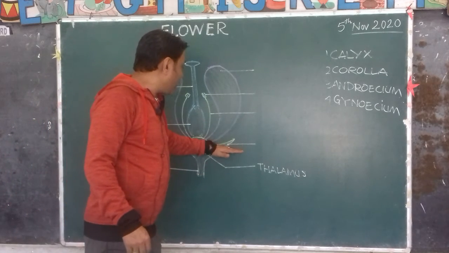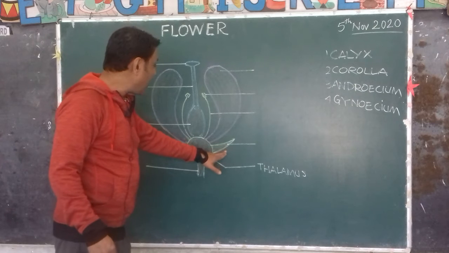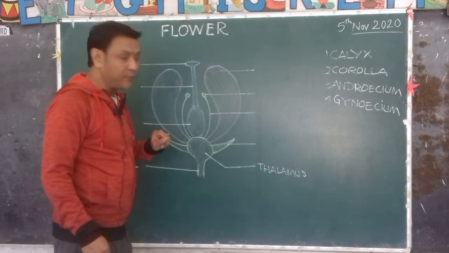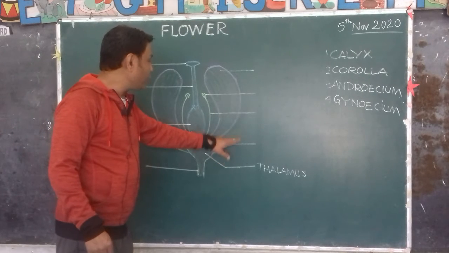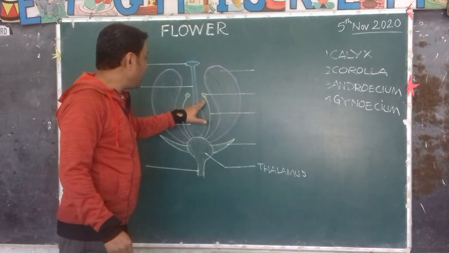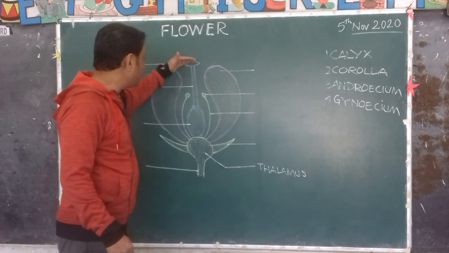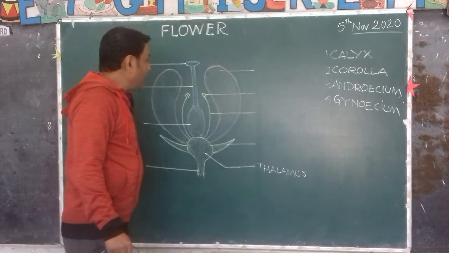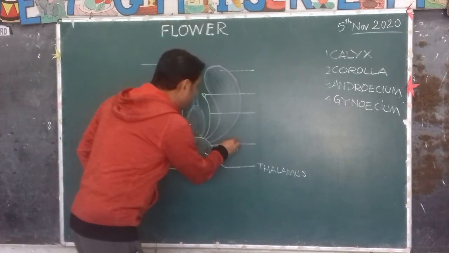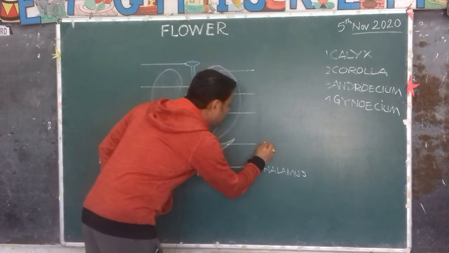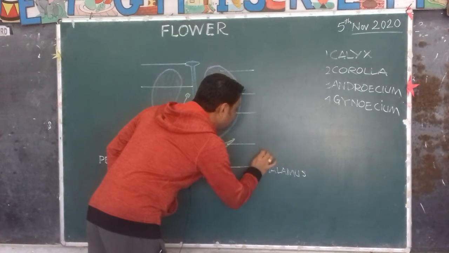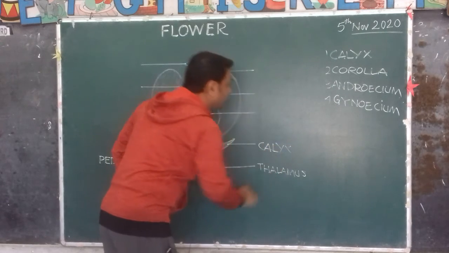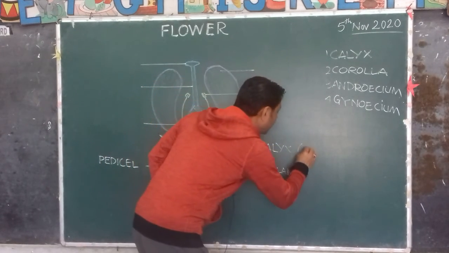Now, the 4 floral whorls start now. The calyx, the corolla, the androecium, and the gynoecium. Once more, the calyx, number 2, the corolla, the petal, the androecium, the male part of the flower, and the gynoecium, that is the female part of the flower. Okay? Now, the first part of the flower is known as the calyx or the sepals. Calyx is made up of sepals.